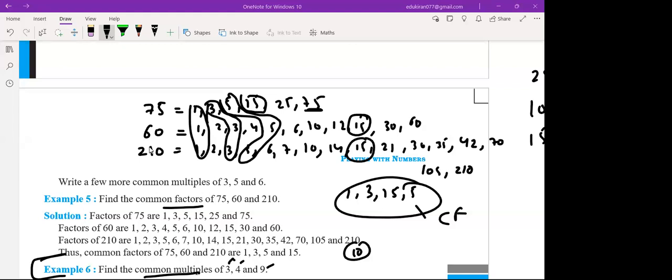Ma'am, I got the answer. Okay, others? I'm still finding the multiples, common multiples. Okay, quickly. I'll wait for 1 more minute. Ma'am, should I say the answer? Okay, let's just wait for 1 minute.